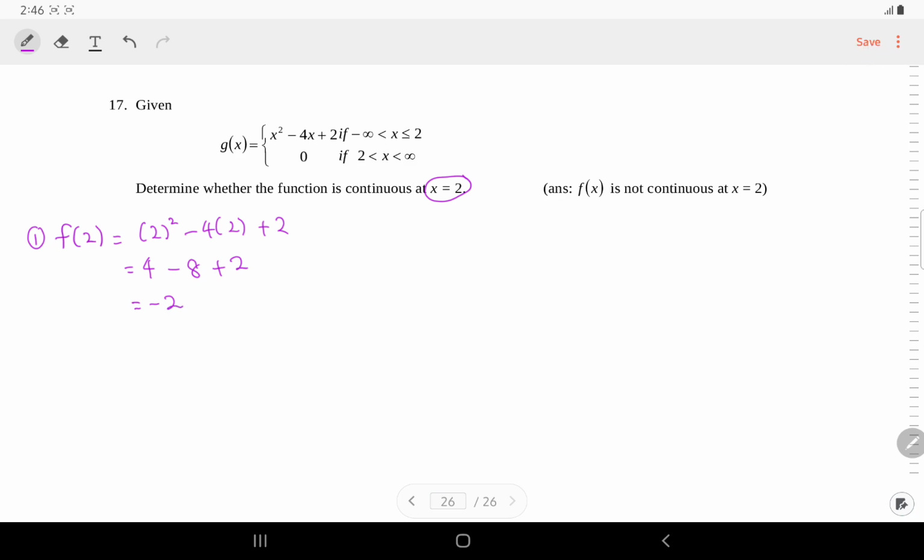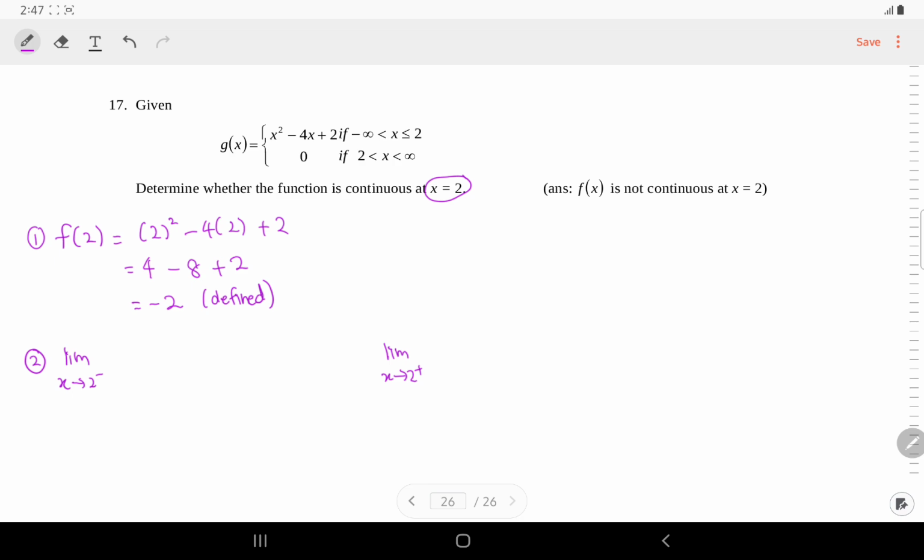Okay, since it has a value, so it is defined. So we can say that the first condition is satisfied or fulfilled. Then we need to proceed with the second condition, which is to find the value of the right limit and the left limit. Limit x approach 2 from the left, and limit x approach 2 from the right.